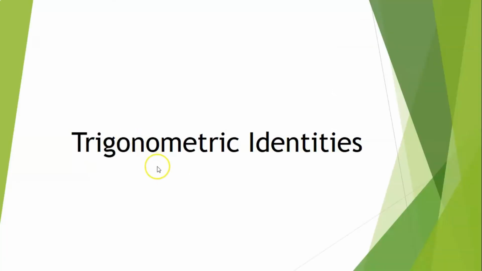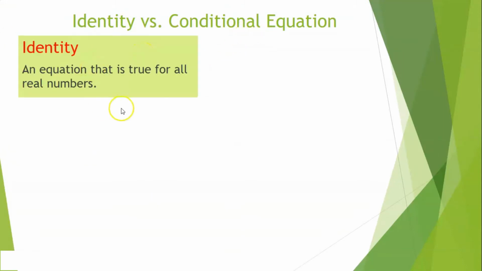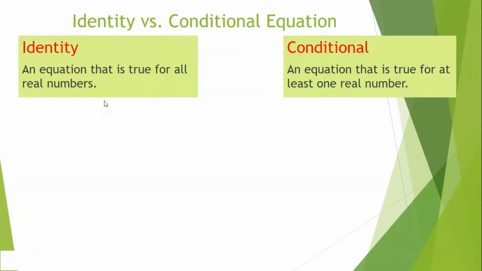Hello everyone, in this video we will learn all about trigonometric identities. To begin with, let's compare and contrast identity and conditional equation. An identity is an equation that is true for all real numbers, while a conditional equation is an equation that is true for at least one real number.